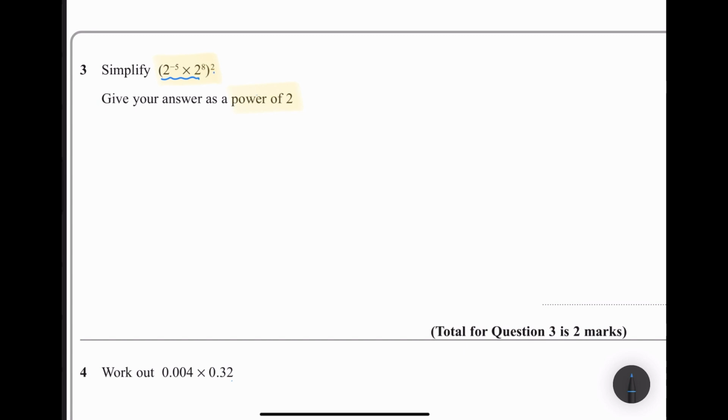of 2. So here we're going to apply the rule of if I've got a to the b to the power of c, that's going to be a to the power b times c. Okay, so I'm going to basically multiply everything by 2 in terms of the powers. So what do we get? I'm going to get 2 to the power minus 5 times 2 multiplied by 2 to the power 8 times 2. So that gets me 2 to the power minus 10 multiplied by 2 to the power 16.